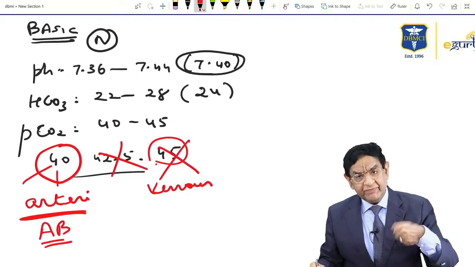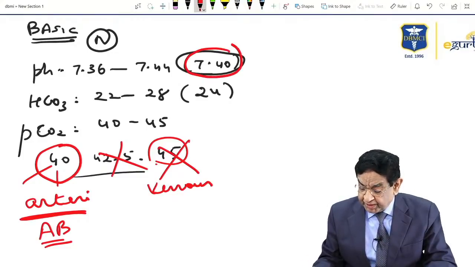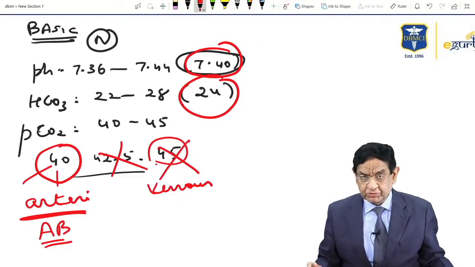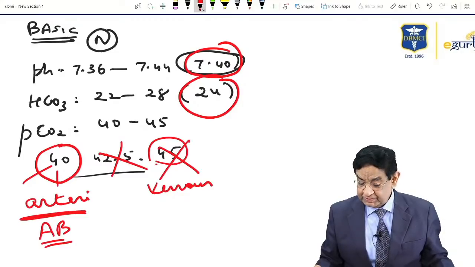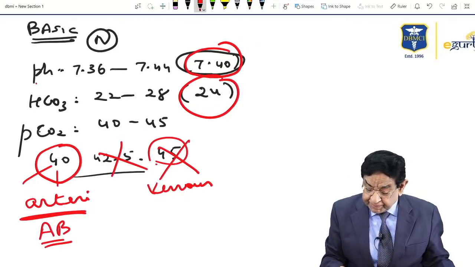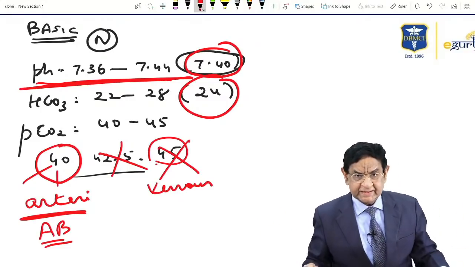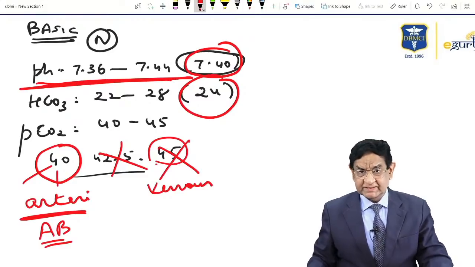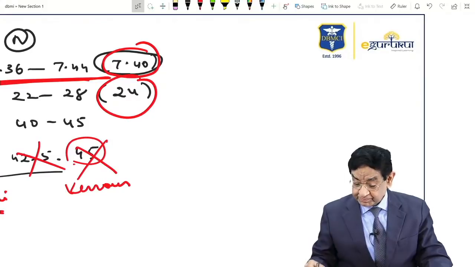So now, what all you have to remember is 7.40, 24 and 40. Only three numbers to know the basics about normal values. But here is a big confusion. What confusion? There is no confusion. Yes, there is a confusion, and that's why people don't understand the basic concept about acid-base. Let me discuss that basic also.